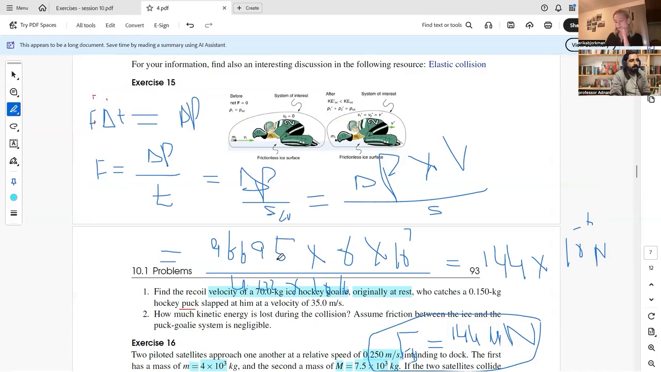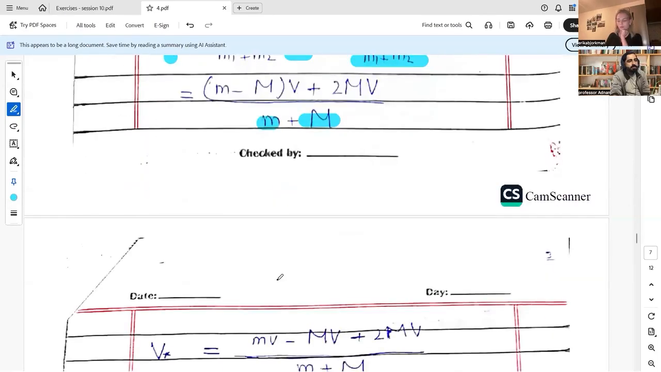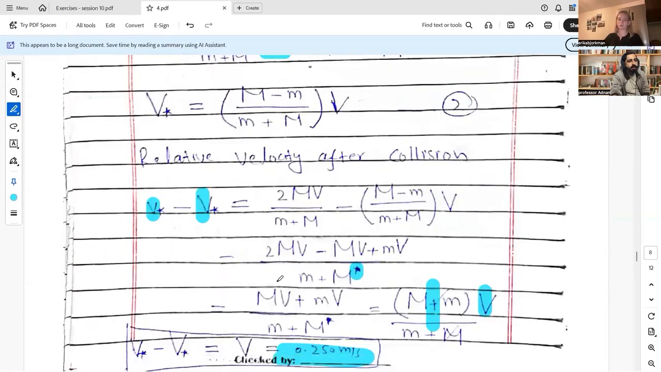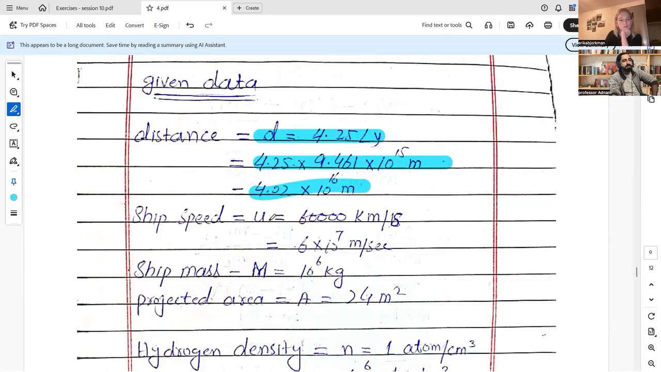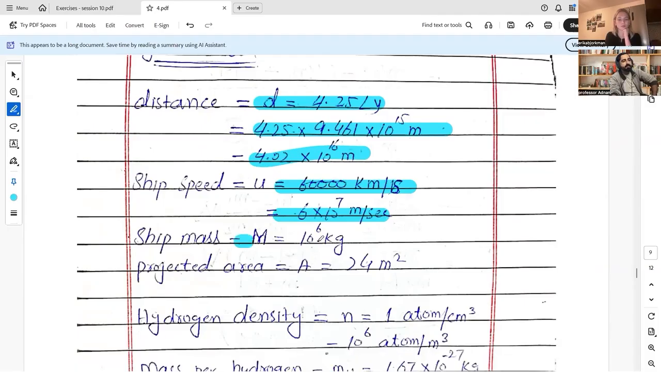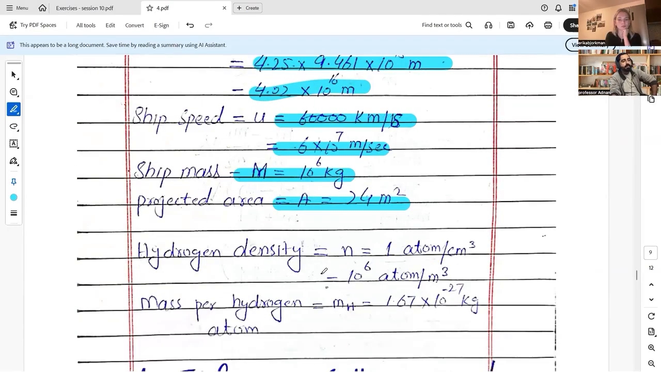Okay, now finally you have a look on the last question. Where is that? Okay, here it is. Given distance in light years, converting light year to meter becomes 4.02 × 10^16. Ship speed is 6,000 km per second, 6 × 10^7, and ship mass is 10^6. Area is 24 meter square.